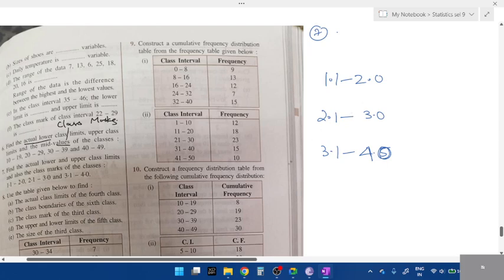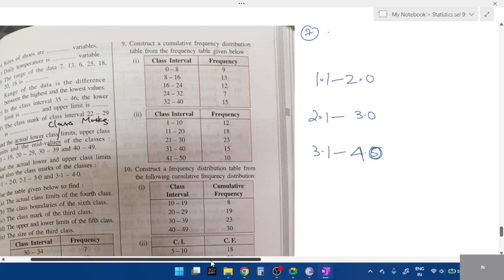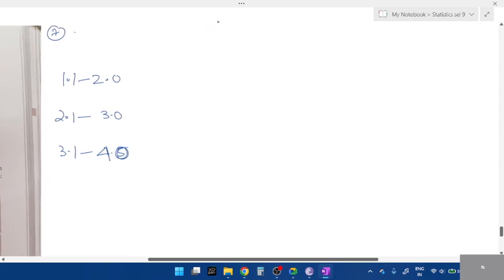Is this continuous or discontinuous? What will be the adjustment factor? Yes, 0.5. Remember that is fixed. How will you show the calculation? Take these two. 2.1 minus.